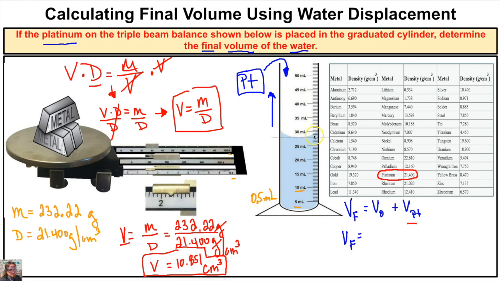So if we take a look here, this is 30, that makes this 29.5, that makes this 29. That makes this 28.5, and that makes this 28. And if we take a look really close, it looks to be just a hair past the line here for 28. So we'll call this 28.1. So the volume here equals 28.1 milliliters. That's the initial volume. So the initial volume here is 28.1 milliliters.